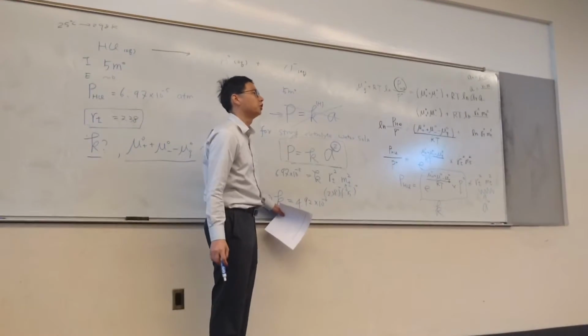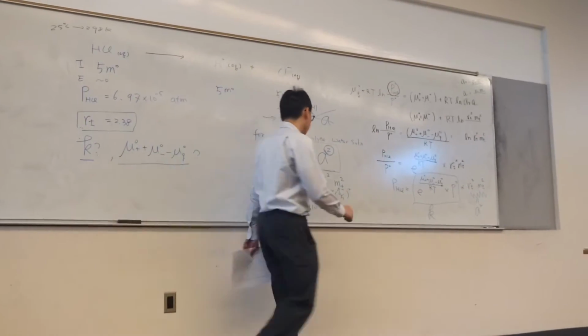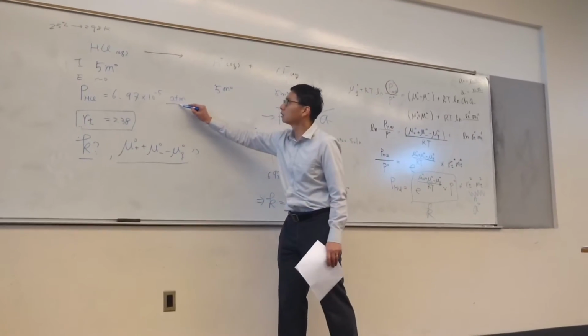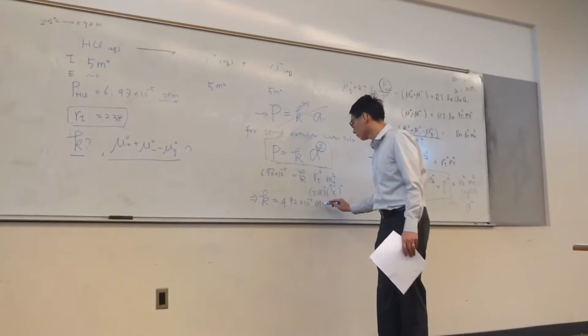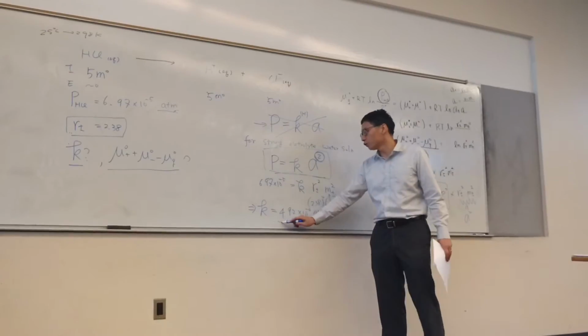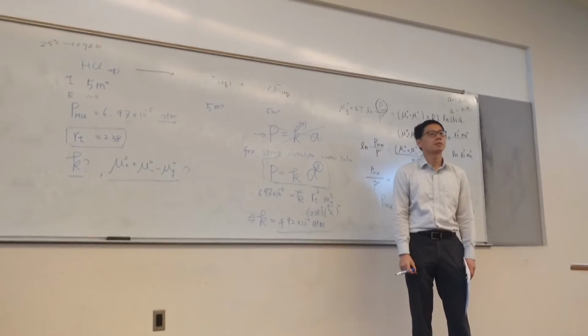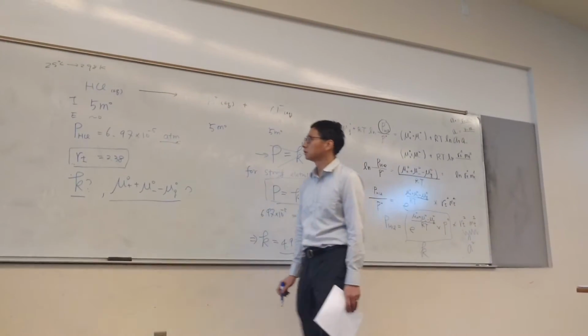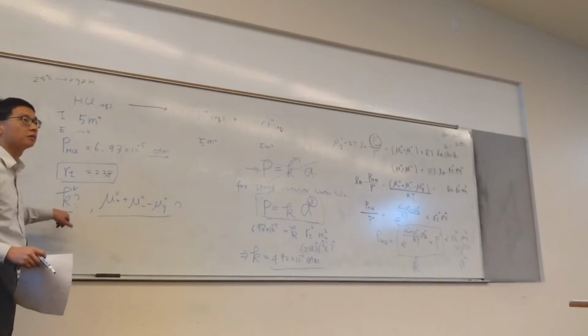Pay attention to your unit, because the unit here is actually in ATM. So K is 4.92 times 10 to the negative 7 ATM. So this is done. The K is done.